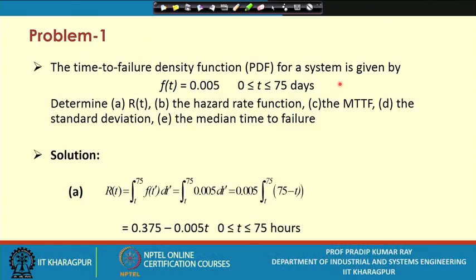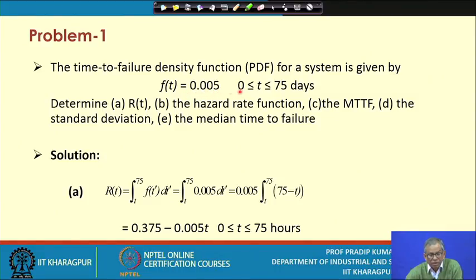So, the time to failure density function for a system, we have already defined the system, is given by f(t) equals 0.005, and t varies between 0 and 75 days. Determine R(t), the hazard rate function, the MTTF, mean time to failure, the standard deviation, and the median time to failure. So, how do you solve it?